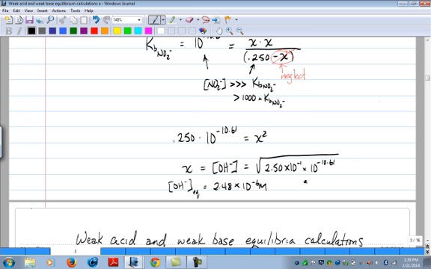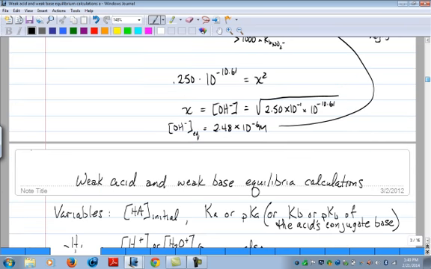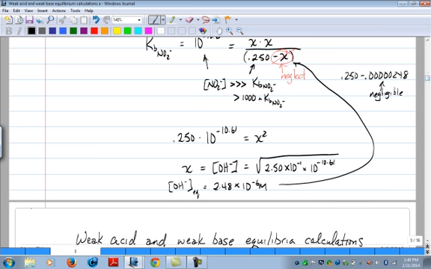And we could check that here, 0.250 minus 0.00000248, indeed that is a negligible quantity compared to that initial concentration of nitrite, which was 0.250 molar. Negligible. So now we can get the pOH and then the pH.